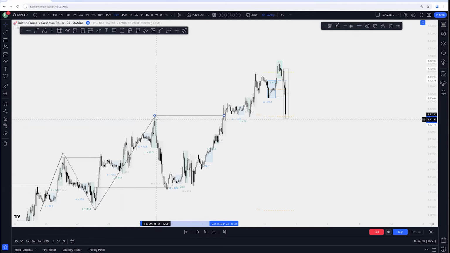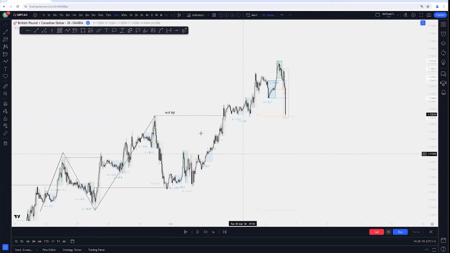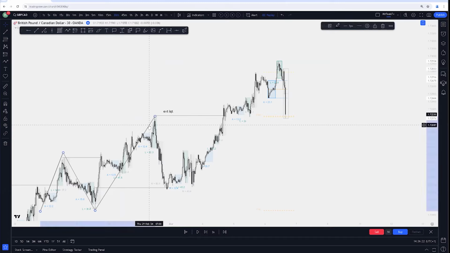So this was the last external liquidity, and price already grabbed it. Price already grabbed the last external liquidity, all right? And I am interested in buying when price retraces back to any good region or zones that I actually want to buy.